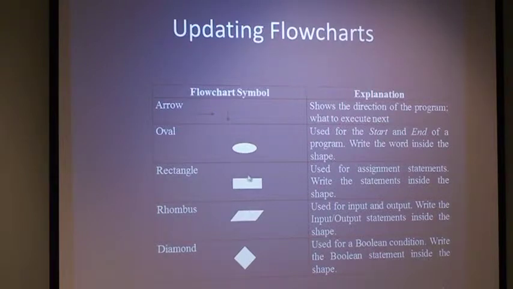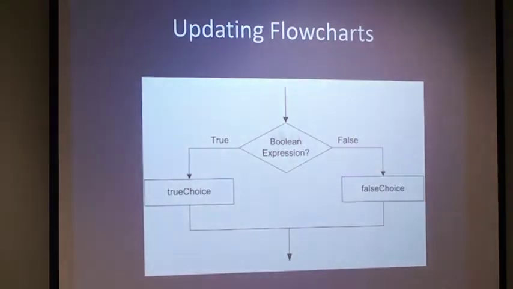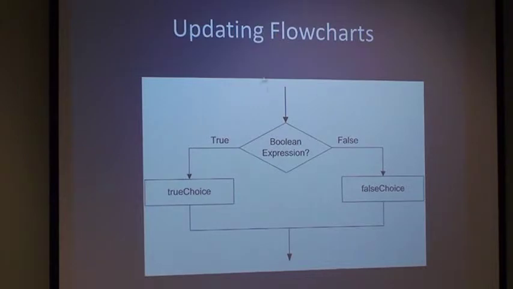So this is for input and output, this is for assignment, this is for start and stop, and these are to connect the boxes. Any questions on that? So this is the general syntax of a flowchart with an if statement or a Boolean expression. A box like this, with a true choice and a false choice. Again, that can be any number of statements, including another if statement, or a loop, or an assignment statement. So this idea is sort of recursive. You can use any box inside any other.